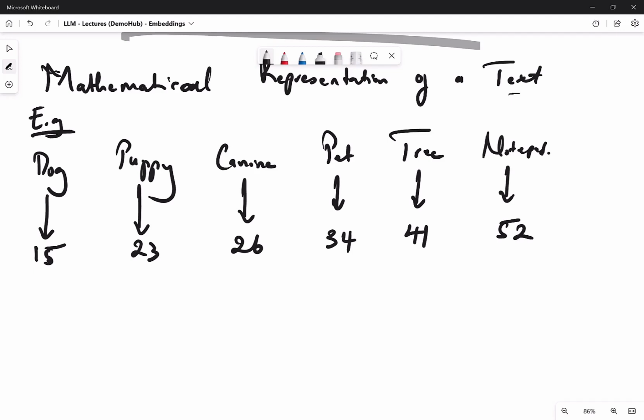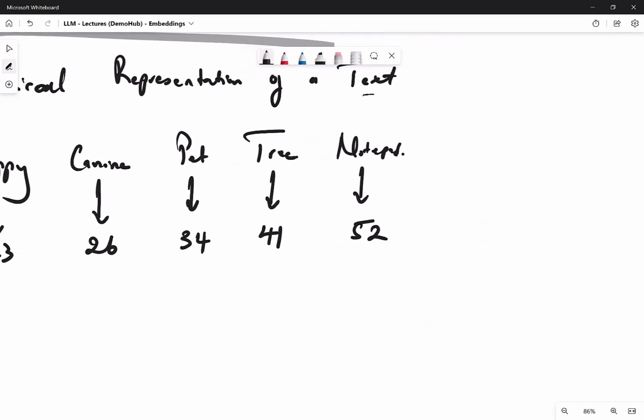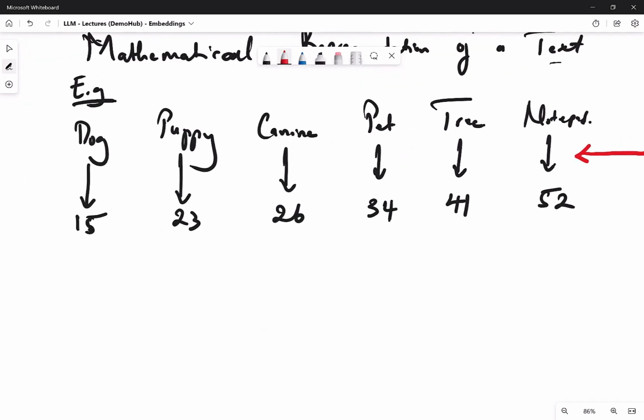So the act of us taking the word and giving it a mathematical representation is what would be an embedding process. Taking some text and, through some rigor or some process which is repeatable, we've assigned mathematical representations to it. So whenever we do multiplication, subtraction, or any algebra on these numbers, if we see the number 15, then it's a dog. If we see 23, it's a puppy. That process of going from a text to the mathematical representation is an embedding.